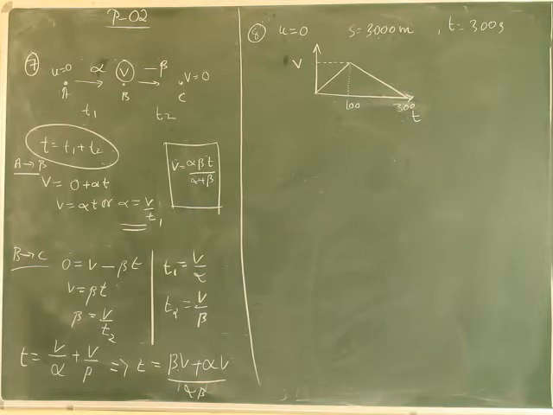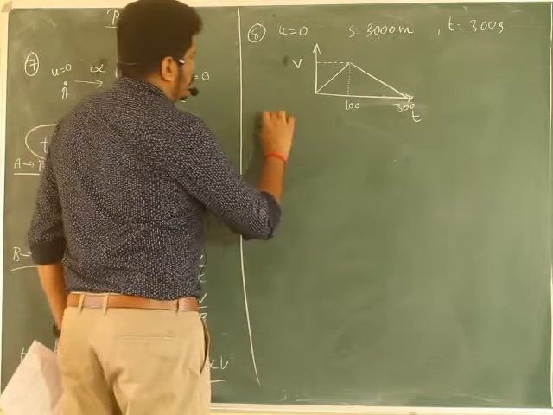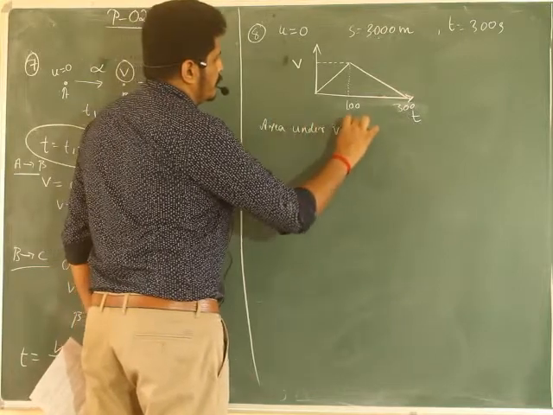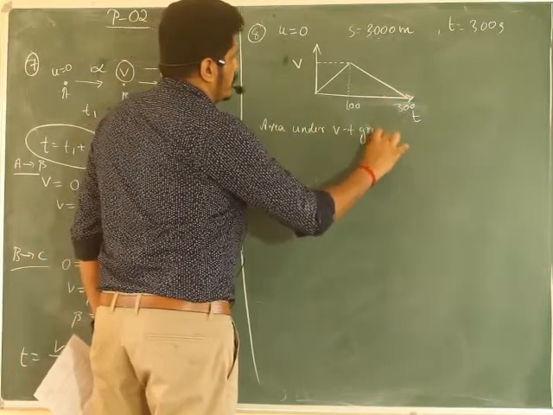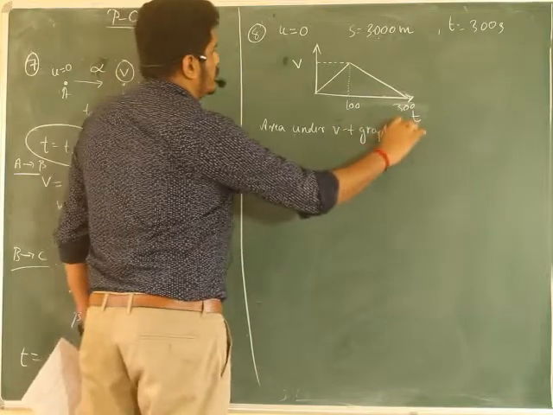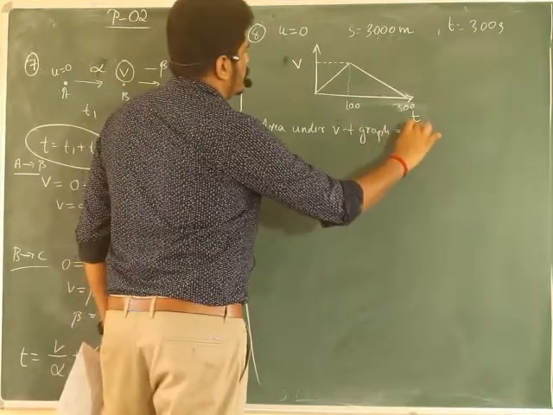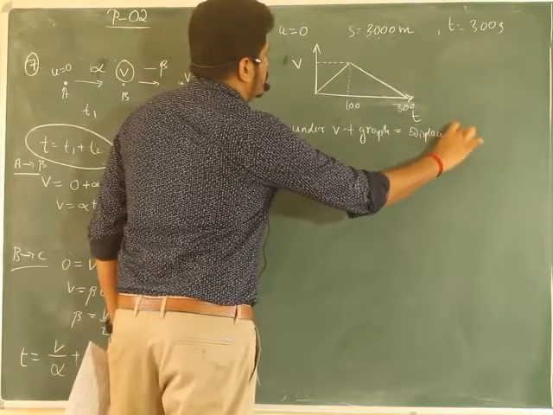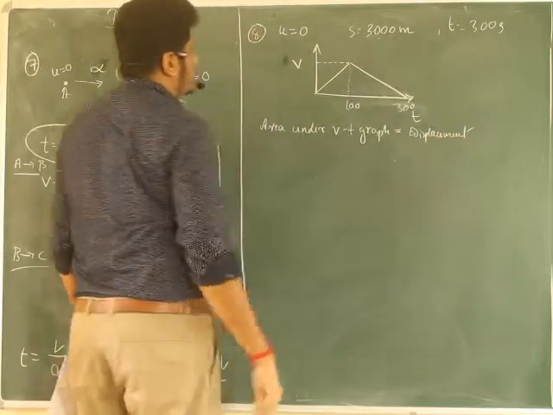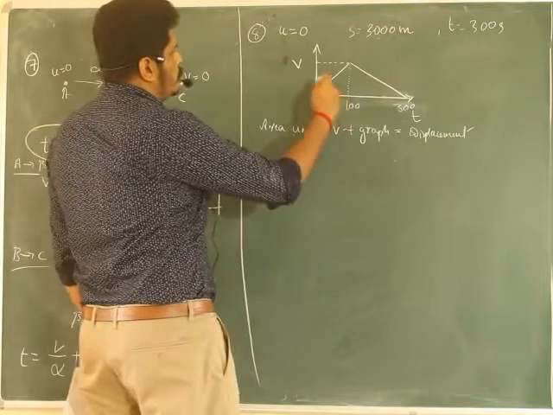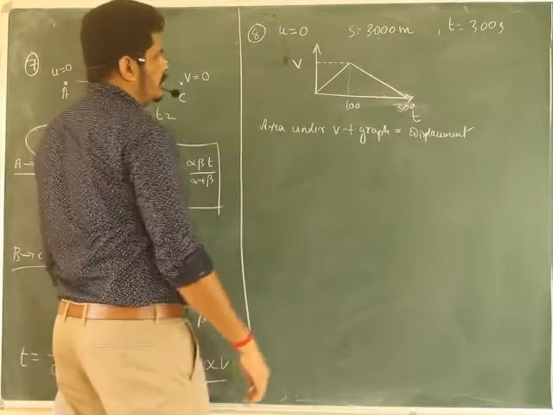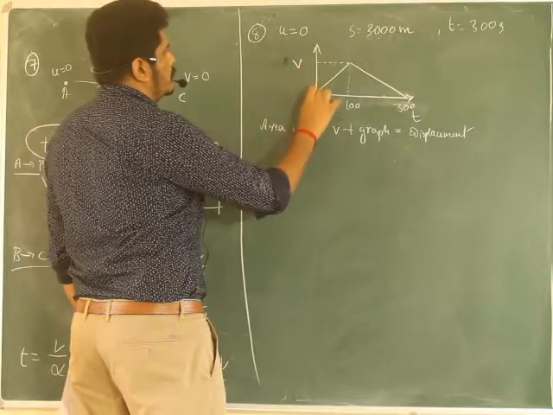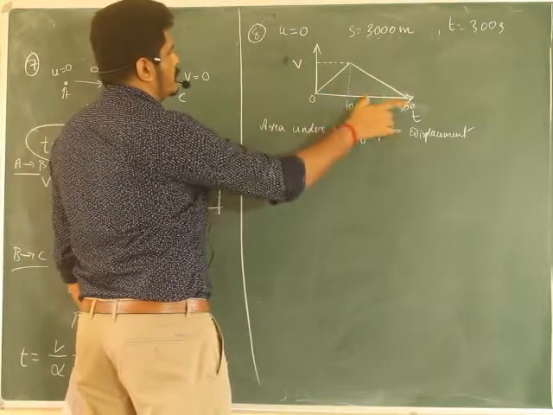So what is the area of the VT graph? The area under the VT graph gives you displacement, am I right? Now individually I will find out the area. Whether you know this V value, we don't know. This value, of course, we know.